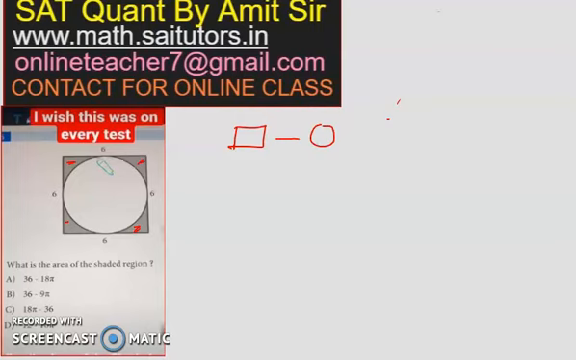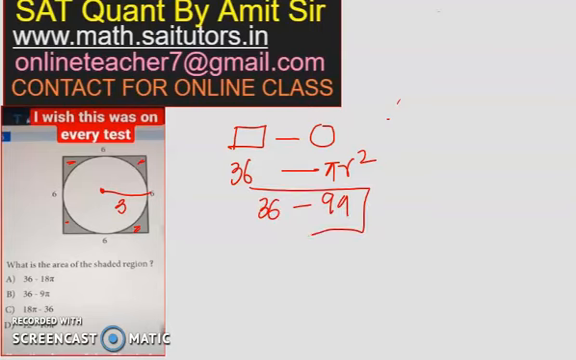Area of a square is 6 times 6, that is 36, and area of the circle is pi r square, and r is here 3. So 3 square is 9 pi, so 36 minus 9 pi. That means option B is the correct answer.